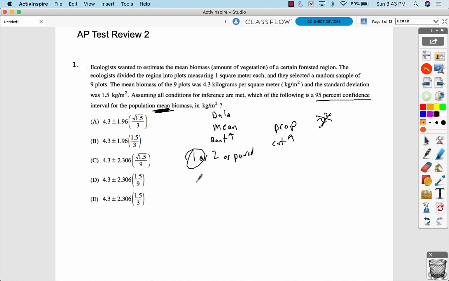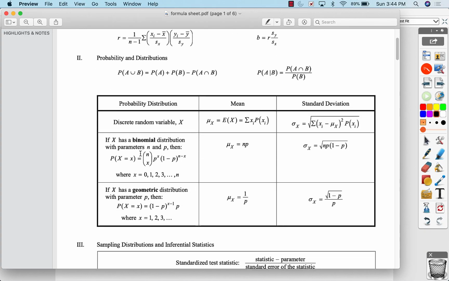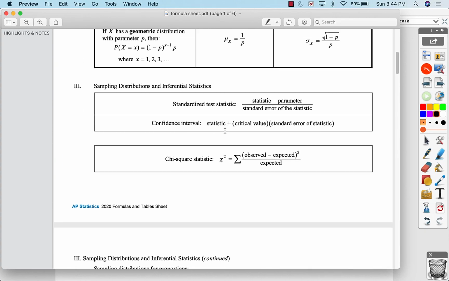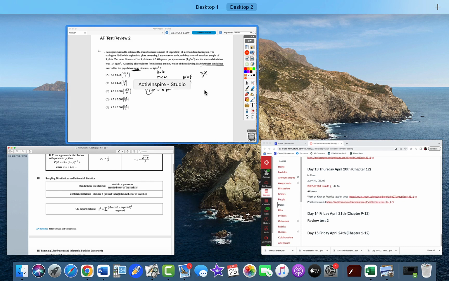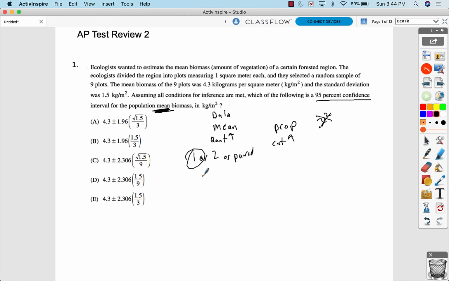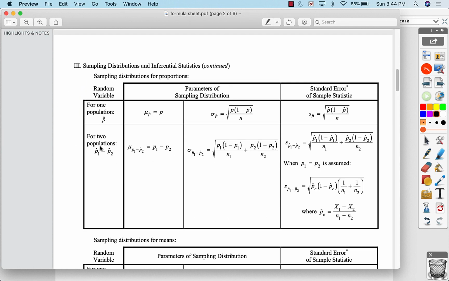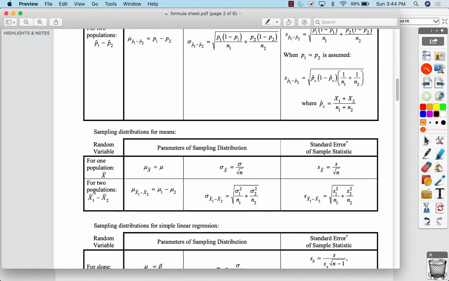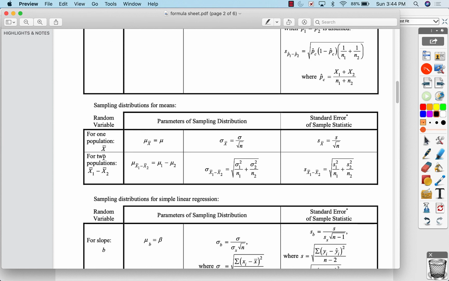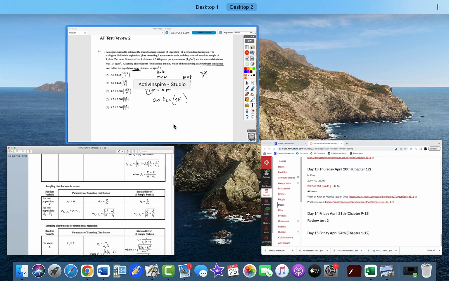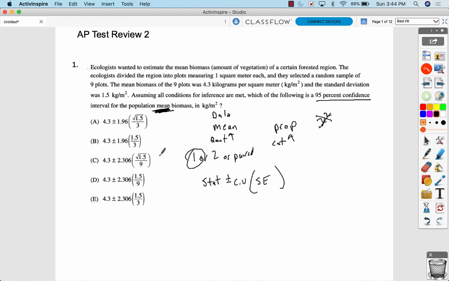Okay, so from there, I'll go to my formula sheet, and I'll go to where it says confidence interval, and it says statistic plus or minus critical value times the standard error. So all these things are the same. And if you're not sure what the statistic is, if you just go to your formula sheet, these are your statistics. These are for proportions. The second thing is for means. So x bar is your statistic. And the x bar here is the average of the 9 plots, which was 4.3.